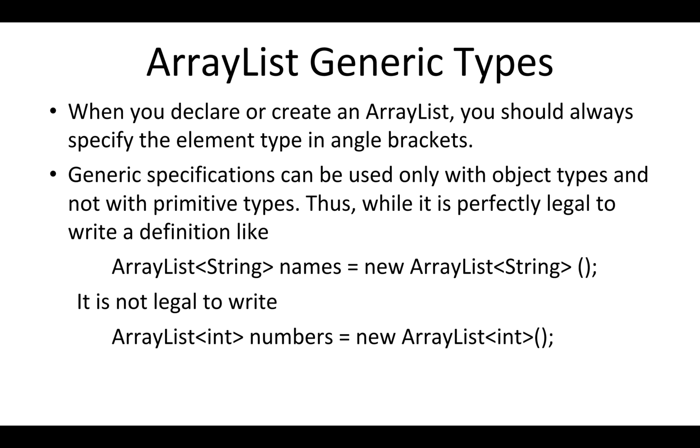When you declare or create an ArrayList, you should always specify the element type in the angle brackets, but you don't actually have to. You can use really generic types with ArrayLists. So you could create an ArrayList of Objects and then put in Strings and Integers and Characters all into an ArrayList. An ArrayList doesn't have to be of the same object type. So that's another advantage of ArrayLists.